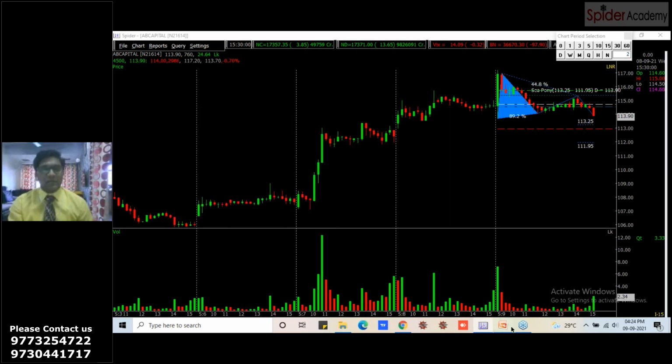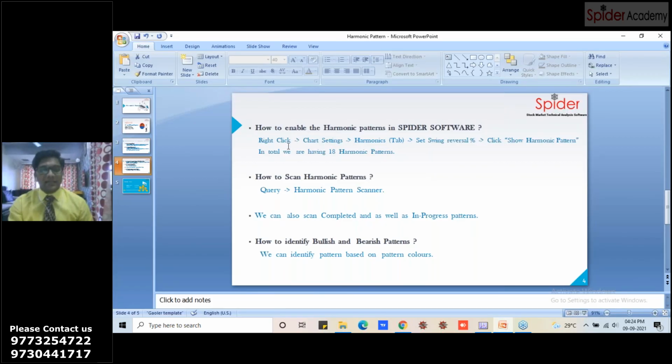As I said, how do we enable the harmonic pattern in Spider software? We right click on the chart settings, then we move on to the harmonic tab. We can select the swing reversal percentage, then we click on show harmonic patterns. In total we have 18 harmonic patterns enabled in the Spider software.